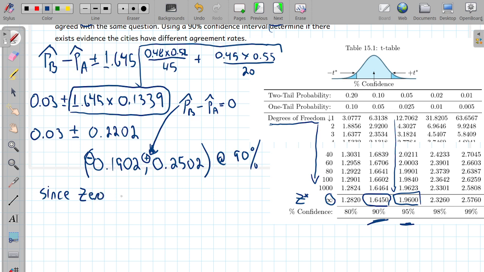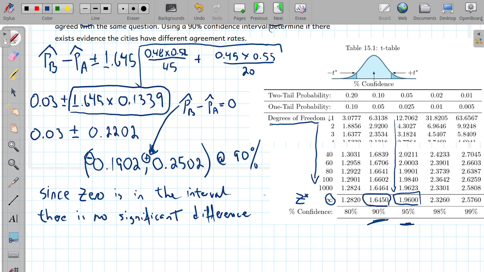0 is in the interval, there is no significant, I should start typing this stuff, I guess, no significant difference. I like handwriting. Between A and B. So that's how you'd answer that if it was a hypothesis-oriented question.